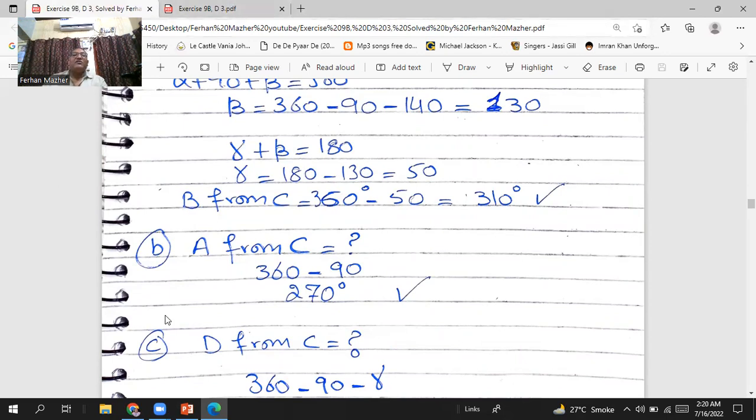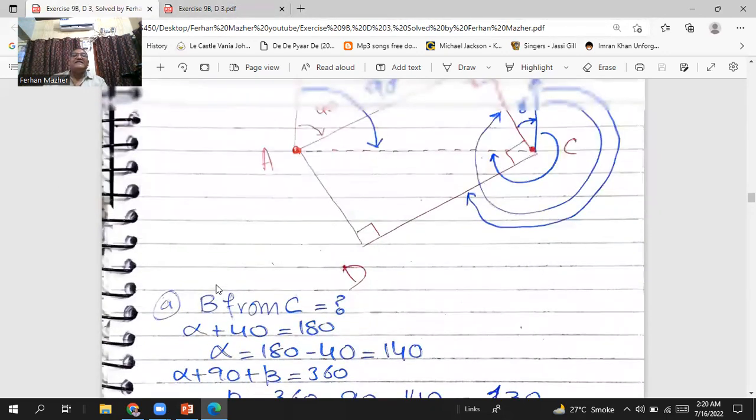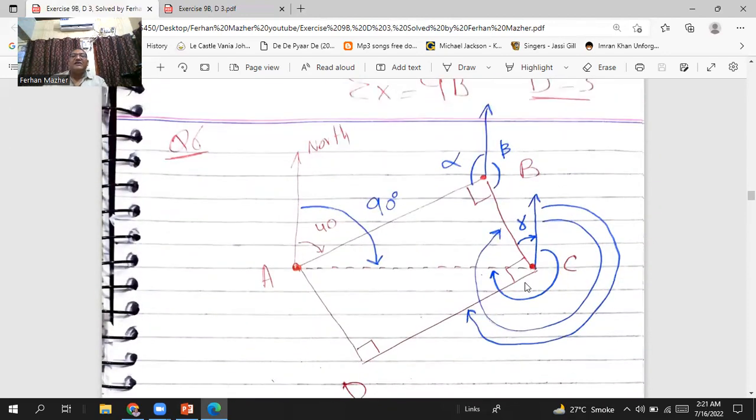In the B part of that question, they say A from the C. A from the C means on the C you have the north. From that north, go clockwise to the CA line. So from that line, you go clockwise to the CA line. So this is that angle. From that north on the C, go clockwise to the CA line.